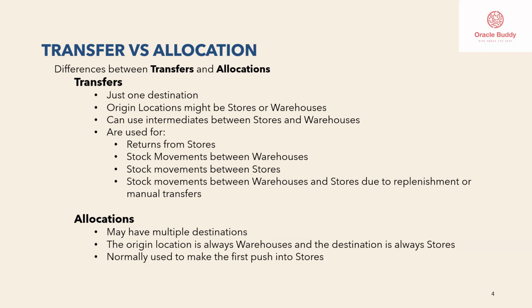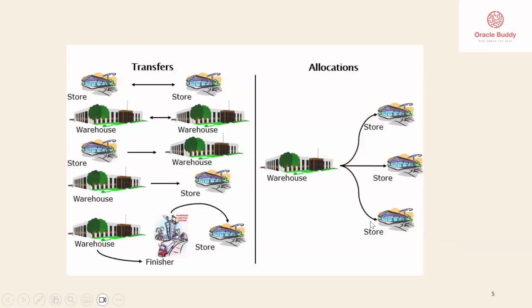Whereas an allocation may have multiple destination locations. The origin location is always a warehouse and the destination is always a store, normally used to make the first push into stores. So here is the pictorial representation of transfer and allocation.